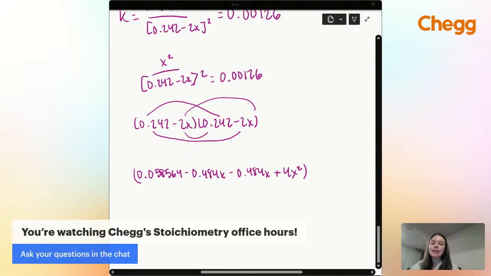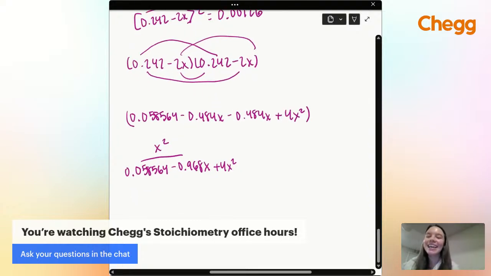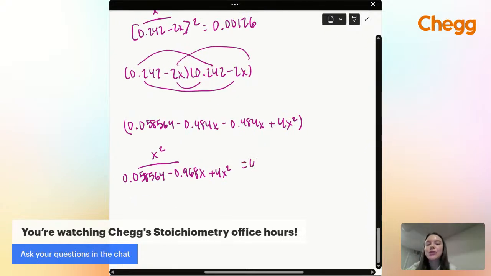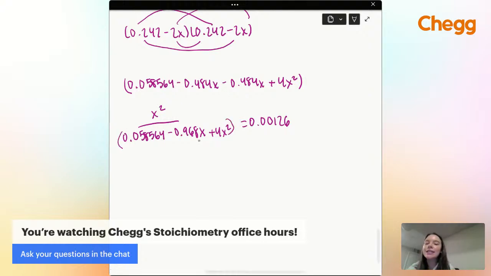And I get 0.968. So my final fraction before doing more simplification after FOILing is x squared over 0.058564 minus 0.968x plus 4x squared. I know you guys are loving this. And then that's equal to 0.00126. Now, next we have to multiply all of this over.